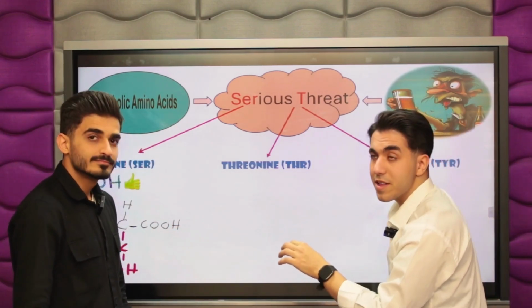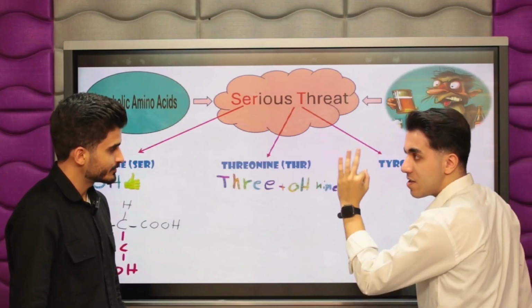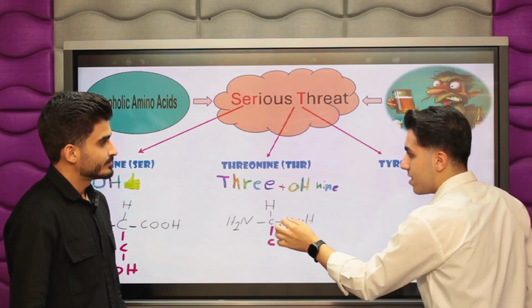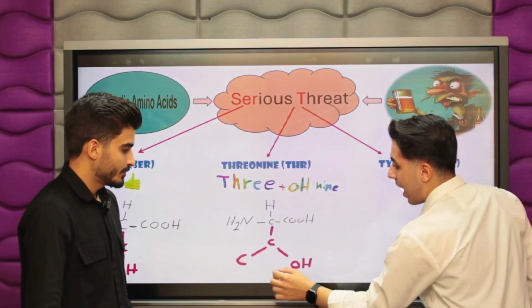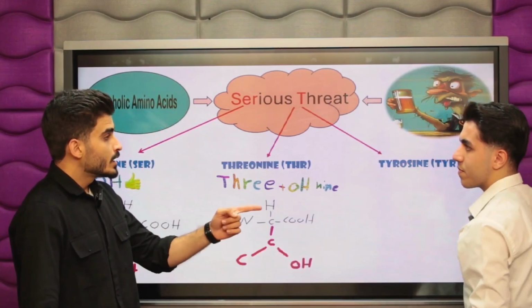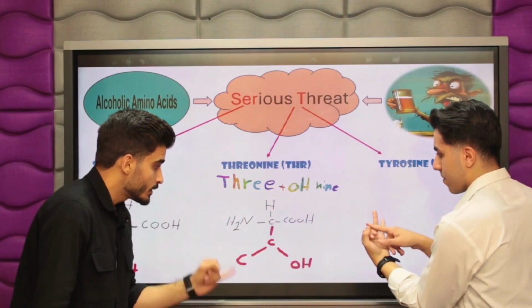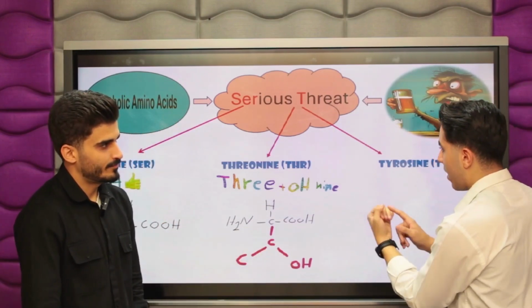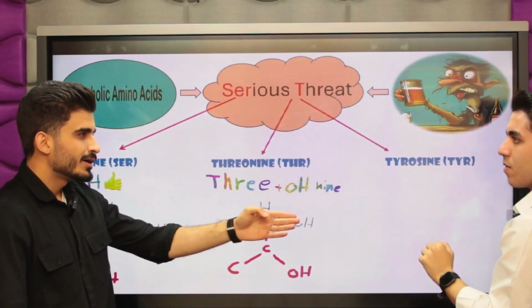I prefer to read it threonine, 3-OH-nin. That's 3 parts. Draw the constant part. Alanine, the first part. Add a hydroxyl group and a methyl group. Only 3 parts. Methyl group, carbon, and OH. Right. In the case of tyrosine, what?